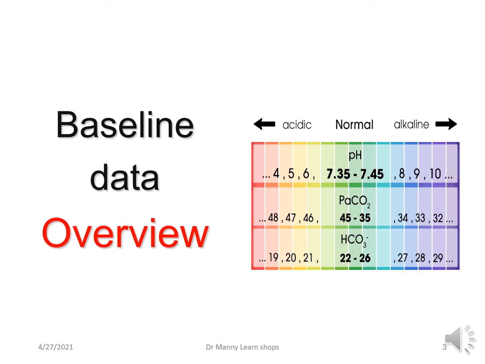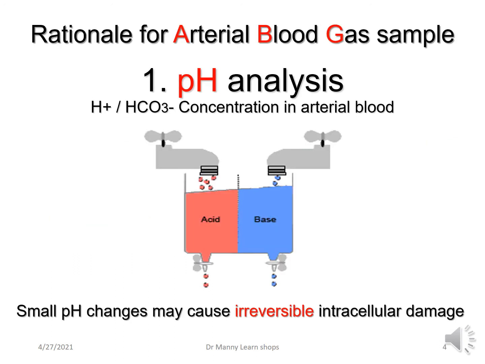So when we look at the baseline data, let's look at the overview. The rationale for arterial blood gas sampling, as we said previously, is to look at the pH analysis, which reflects the hydrogen ion and the bicarbonate concentration in arterial blood. Remember that small pH changes may cause irreversible cellular and intracellular damage.